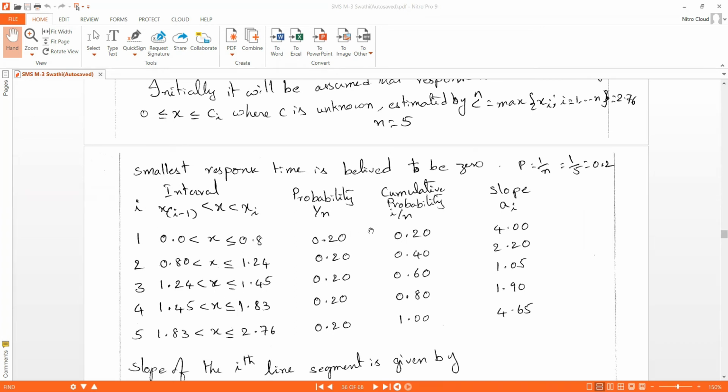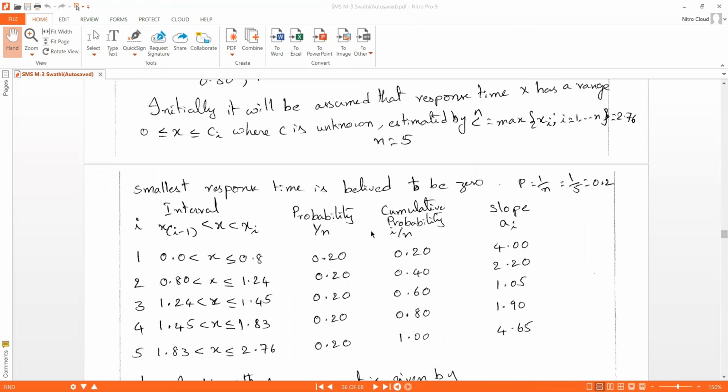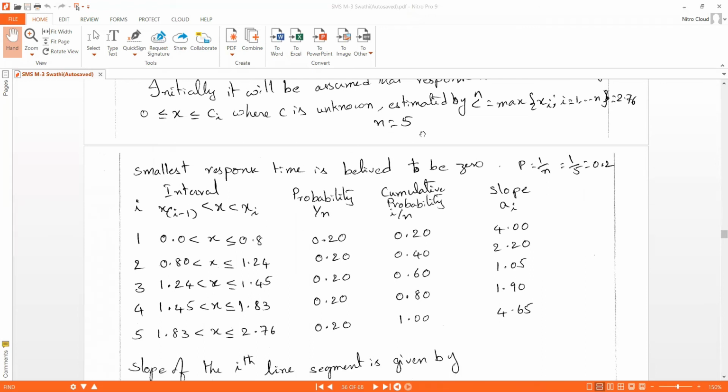Now we'll find the probability. Probability is nothing but 1 by n, because all the numbers are given at a time. We have 5 input data, so it is 1 by 5, which is 0.20. So we'll write the probability for all the intervals as 0.20.